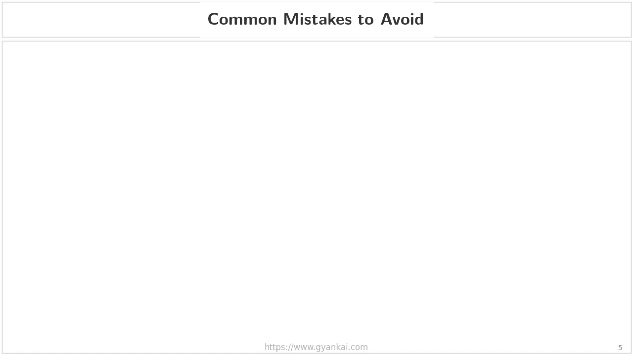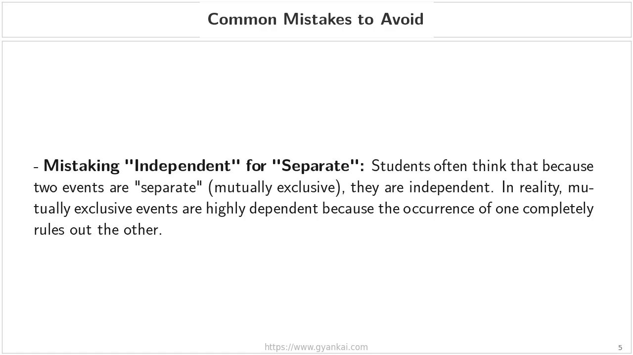Common mistakes to avoid. First, a very common error is mistaking the idea of events being separate for them being independent. It is tempting to think that if two events are mutually exclusive, meaning they are physically separate and cannot happen together, that they must be independent.